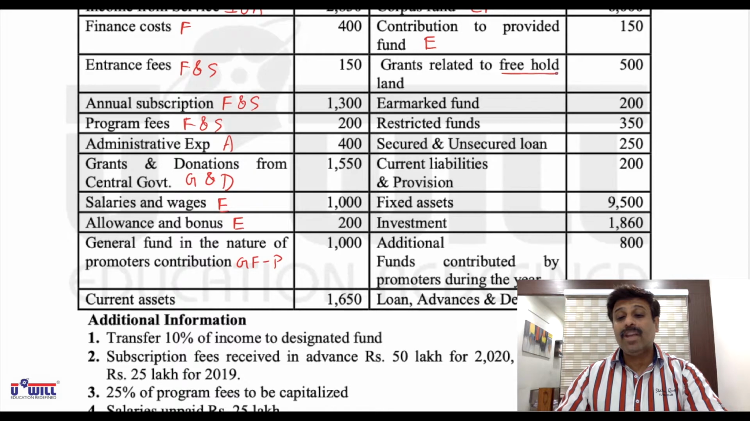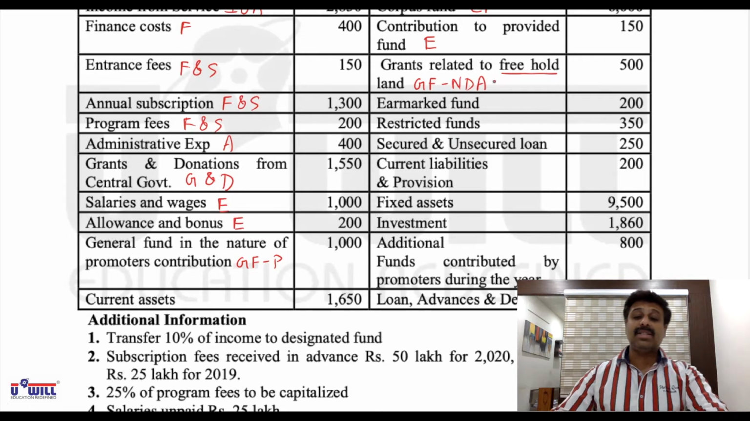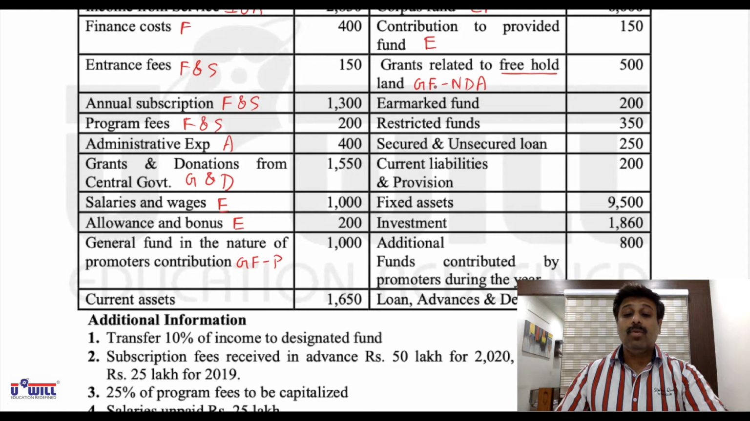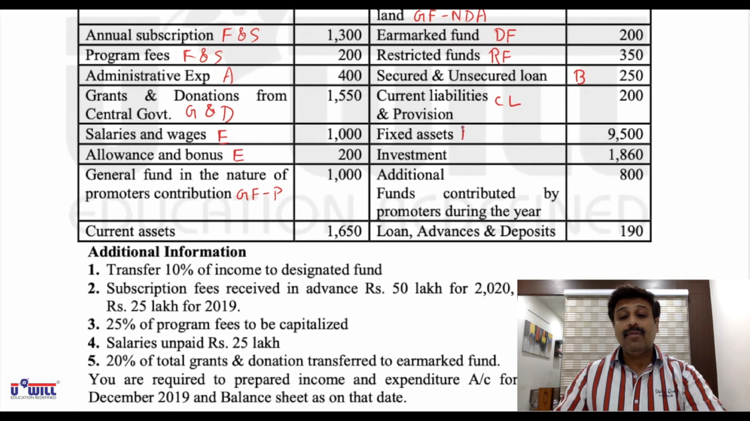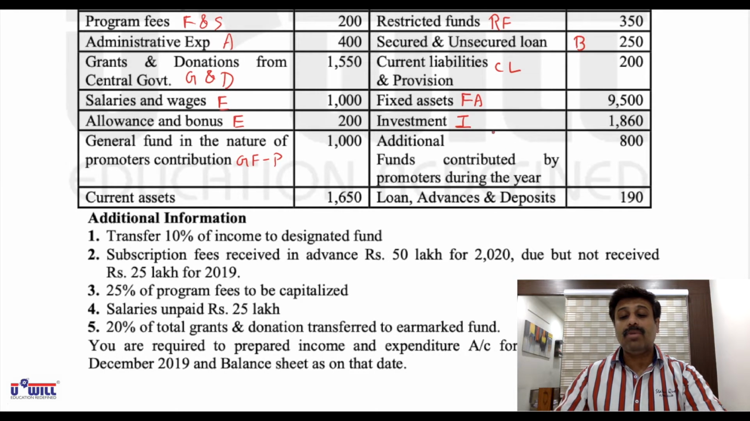Grants related to freehold land will come in general fund related to non-depreciable assets. Refer to the summary I made you write in the first lecture. Example I gave you, what is general fund in the nature of non-depreciable assets? That is grants related to freehold land. Earmarked fund is designated fund. Restricted funds RF. Secured and unsecured loans are borrowings B. Current liabilities and provisions CL. Fixed assets FA. Investments I. An additional fund contributed by promoters during the year will add in corpus funds.